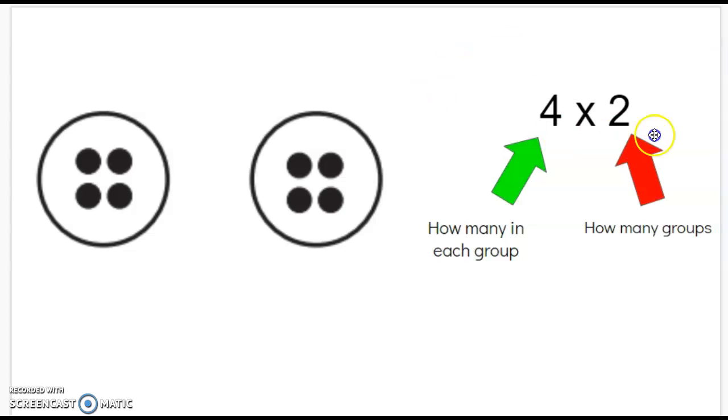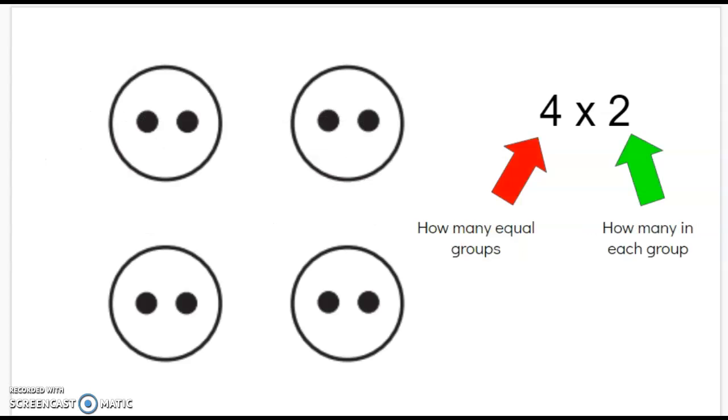This is a problem you've probably seen before. 4 times 2. The tricky part about multiplication is now the numbers in our problem aren't things to combine or take away. They mean different things. So here, this 4 can mean that there are 4 in each group, and this number tells us that there are 2 groups.